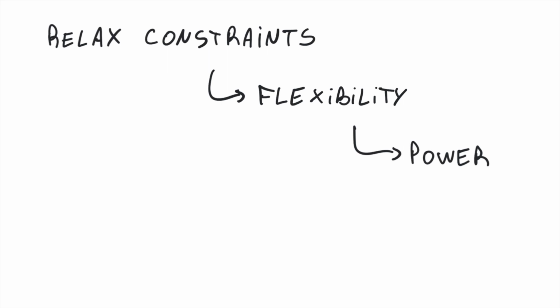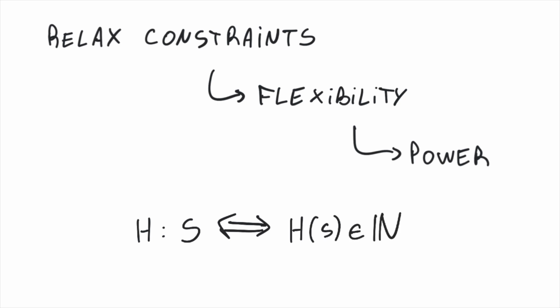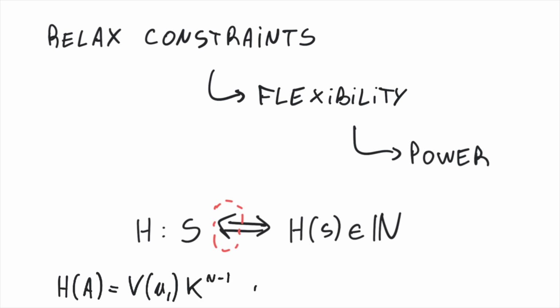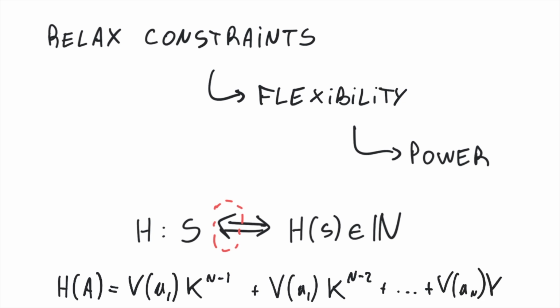So, which constraint should we relax? We said we had a hash function that was mapping the set of strings biunivocally to the set of natural numbers. Now, the constraint I want to relax is this one. So the fact that the mapping can go back from the hashes to the strings. Let's consider what happens if you do not require this. Well, then in the hash function that we had, which was h of A equals the value of the first character times k to the n minus 1 plus second character times k to the n minus 2 and so on until the last character a_n times k to the 0.